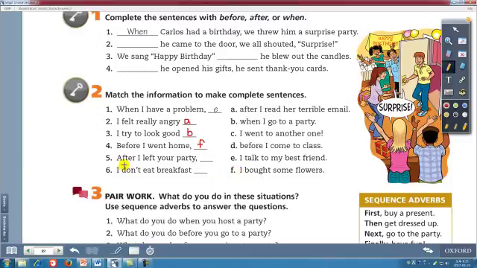I bought some new flowers. After I left your party, I went to another one. Okay, I went to another one. We're still talking about the past here, so of course we're going to use C in this situation. Okay, and last one here. I don't eat breakfast. We don't have a comma, so we've got to have those adverbial phrases, right? There's only one choice left. Before I come to class. Okay, I don't eat breakfast before I come to class.